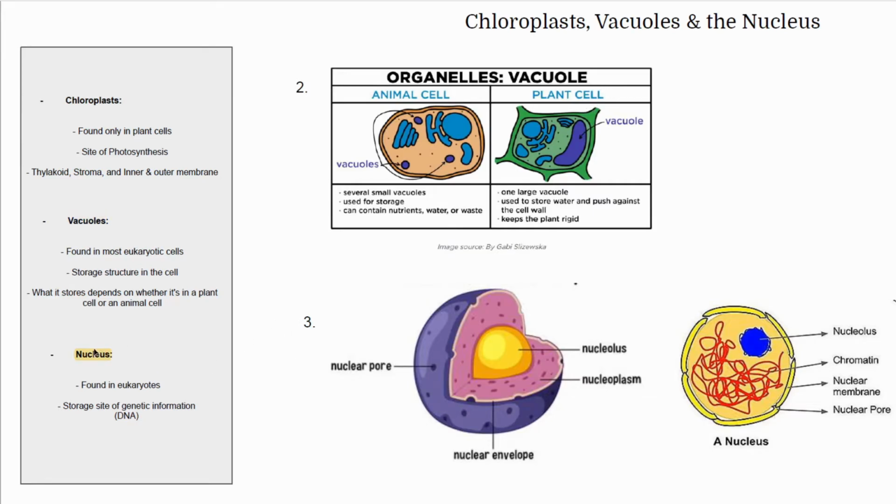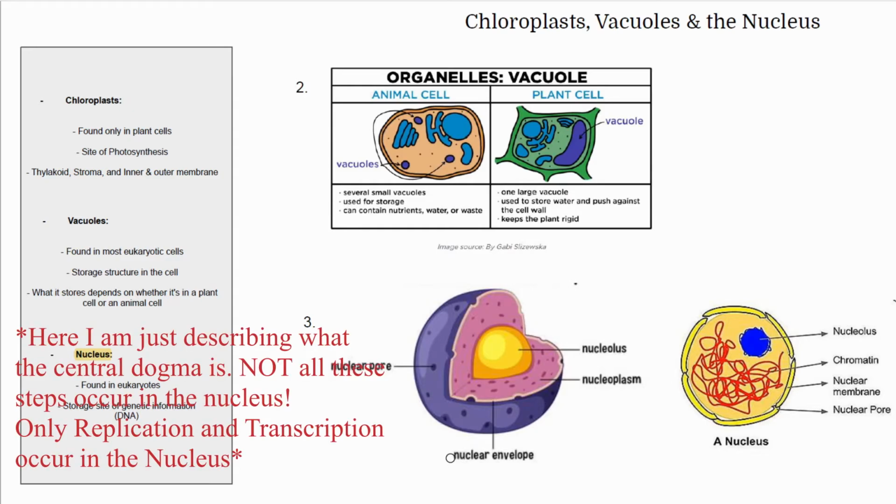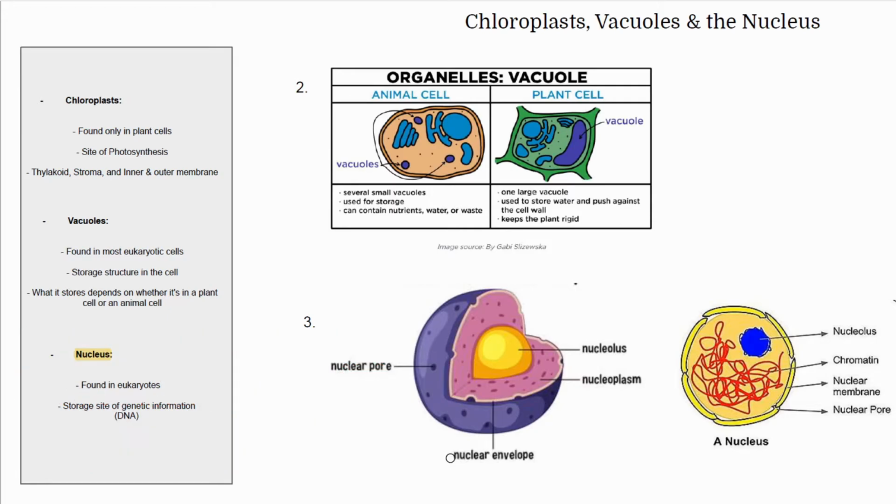Lastly, let's go over the nucleus. Now, the nucleus is an organelle found in eukaryotes. It is the storage site of genetic information, or DNA. The nucleus plays an important role in the central dogma. This is where DNA replicates and is transcribed and translated into proteins. In humans, our chromosomes are in the nucleus.